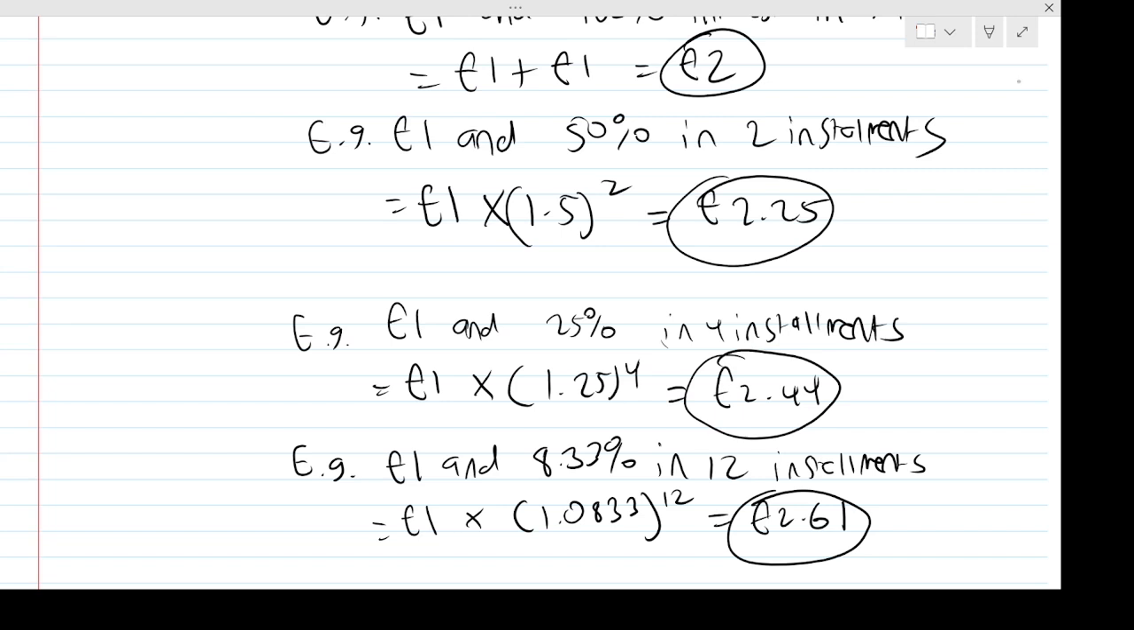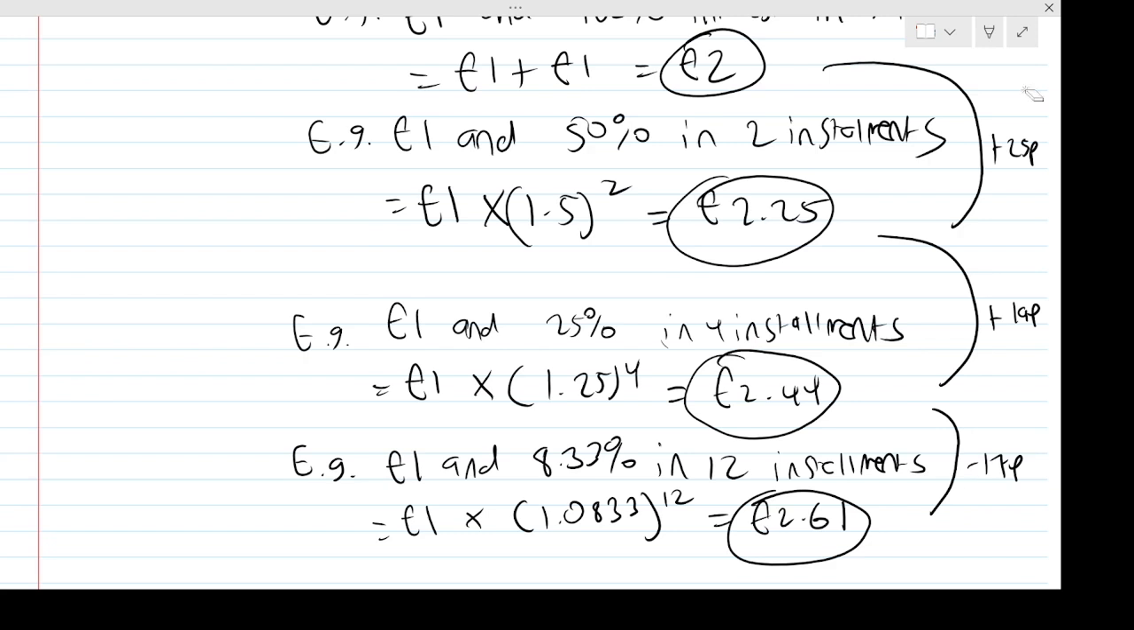So what's happening is, if I get 25p more from 2 installments to 4 installments, I'm getting 19p more, and then from 4 installments to 12 installments, I get just 17p more. So the actual increase is going down. Obviously I'm getting more money, but the amount of extra money I'm getting is going down. It's gone from 25p to 19p to 17p. So actually it's starting to fizzle out.